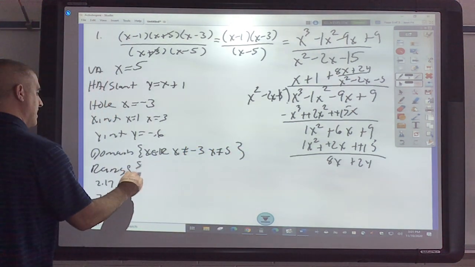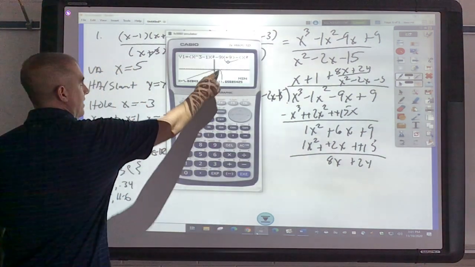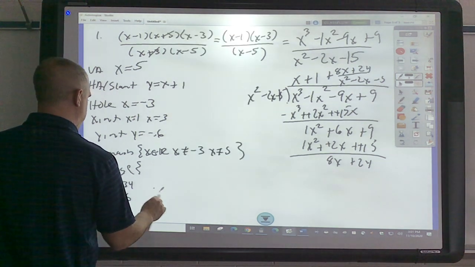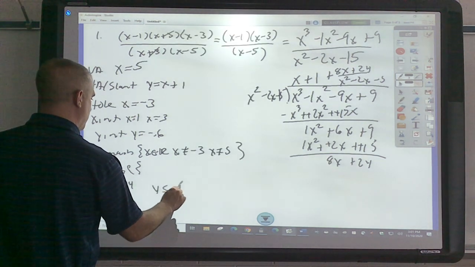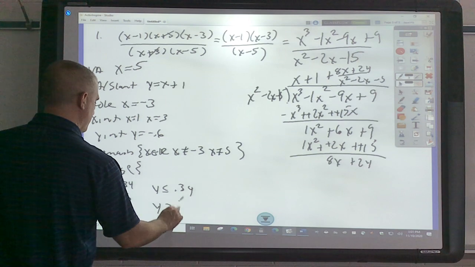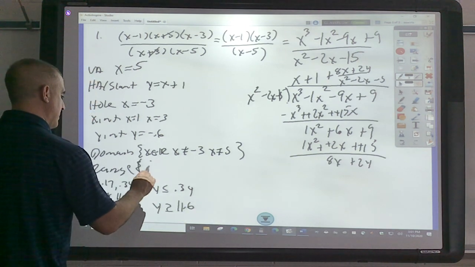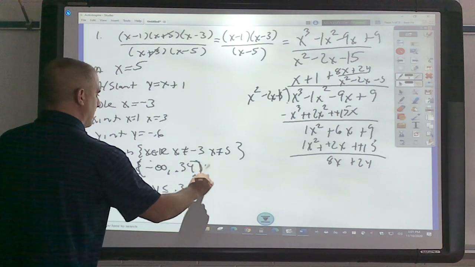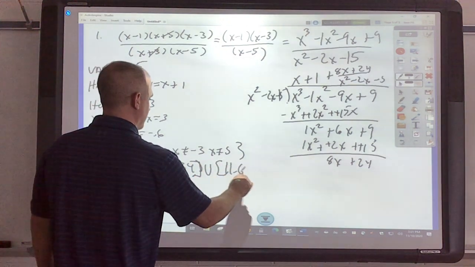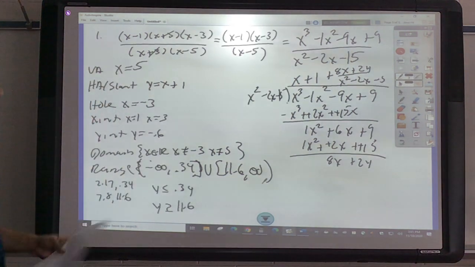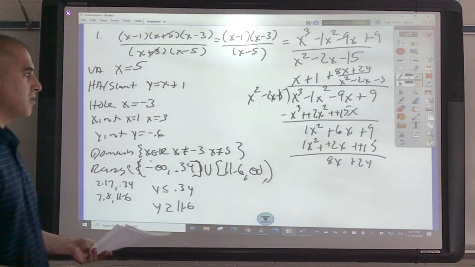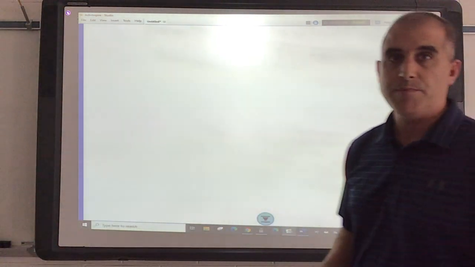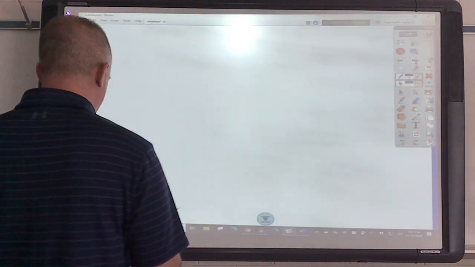All right, the range. As you can see, I've got this going down, so it's going to be less than or equal to 0.34. It's going to be greater than or equal to 11.6. So that's -infinity to 0.34, closed bracket, union, closed bracket, 11.6 to infinity. Okay, I think you guys can plot out the points. Let me just go ahead and finish up with one of those other questions.